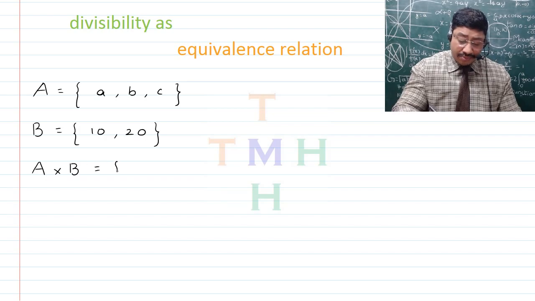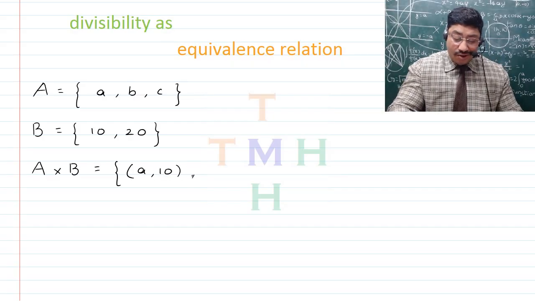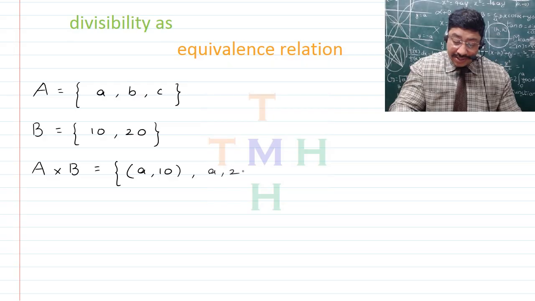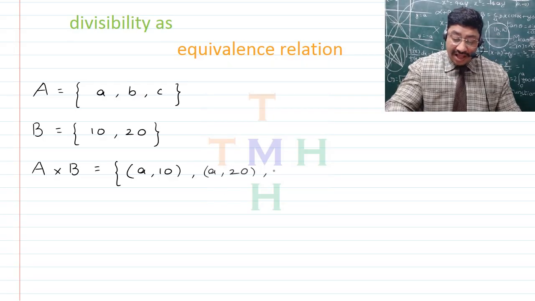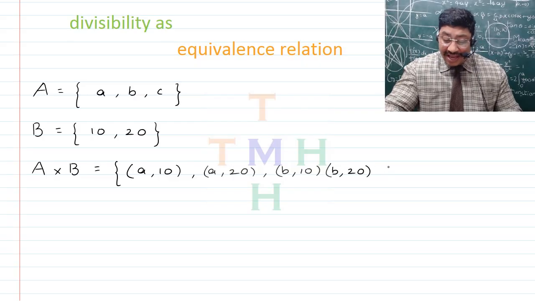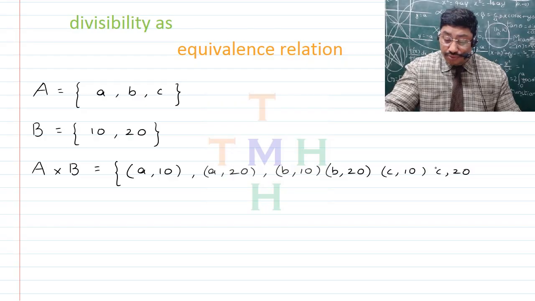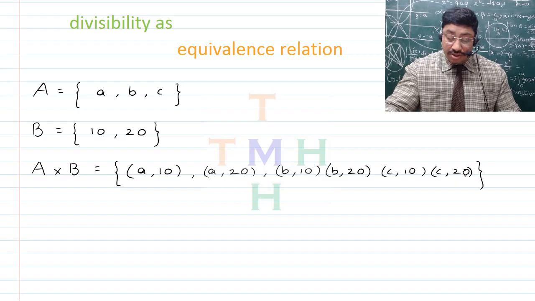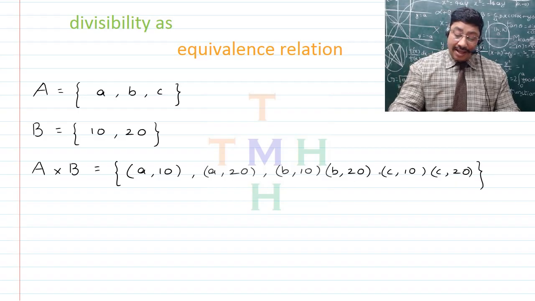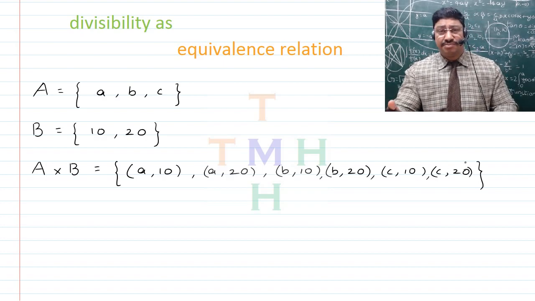we will make some ordered pairs, picking up the first element from the first set and the second element from the second set. As such, a comma 10 and a comma 20 will be the first two ordered pairs, after which you will have b comma 10 and then b comma 20 to be the next two ordered pairs, and finally we will have c comma 10 and c comma 20 to be the third group of ordered pairs. And now these are the ordered pairs and they all represent the Cartesian product.